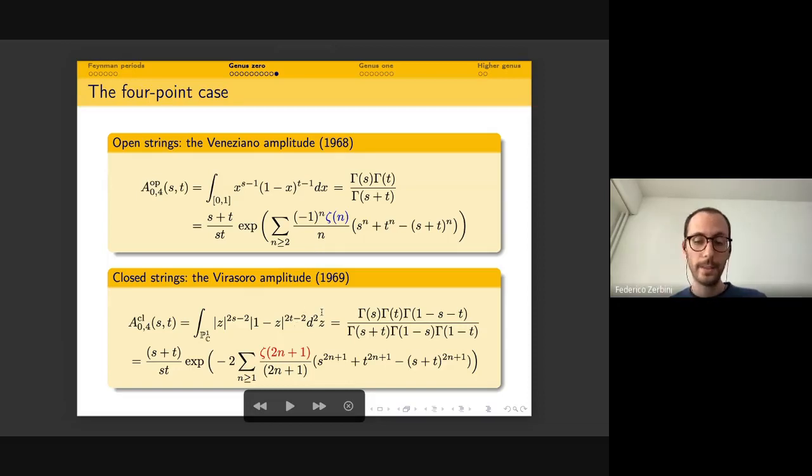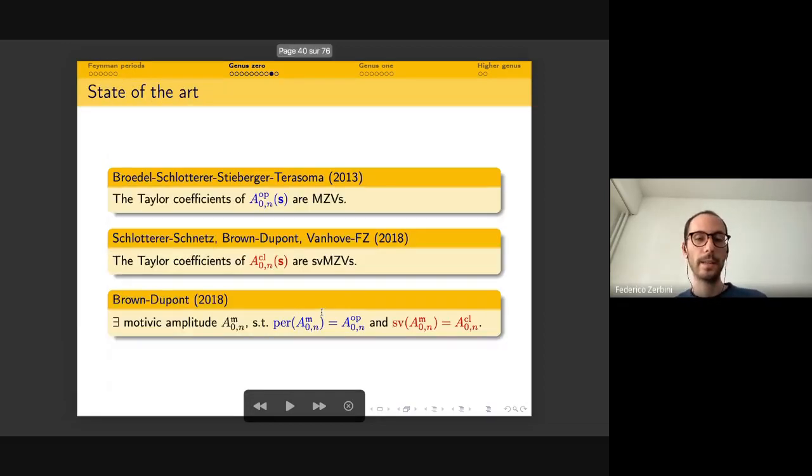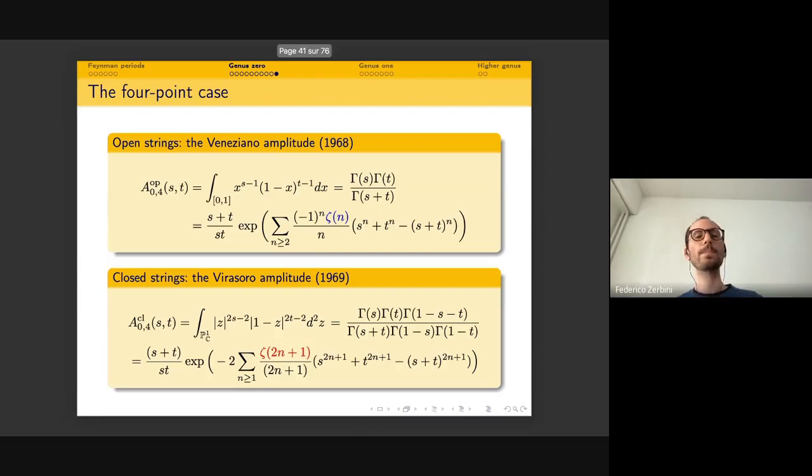And so, well, this is all explained by the theorem of Brown and Dupont. So we have this very impressive and very complete picture of the mathematical structure of genus 0 string amplitudes. And so the next obvious thing to do is to go to genus 1 amplitudes, which are therefore related to, at least in the closed string case, elliptic curves.